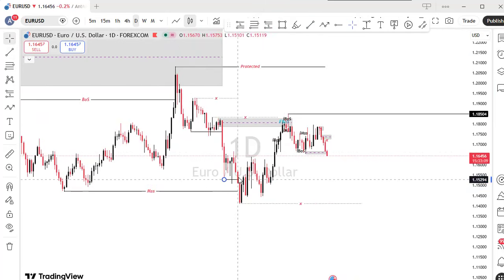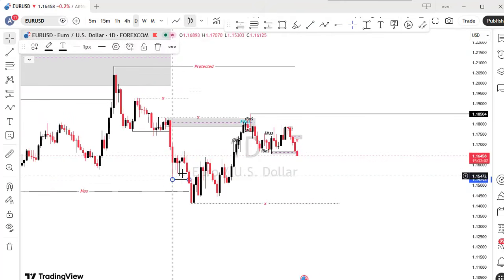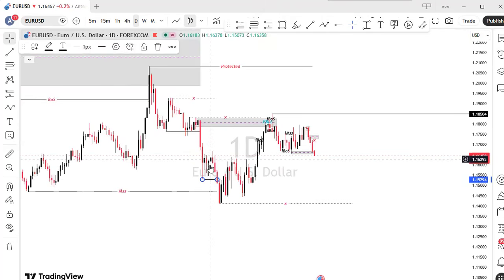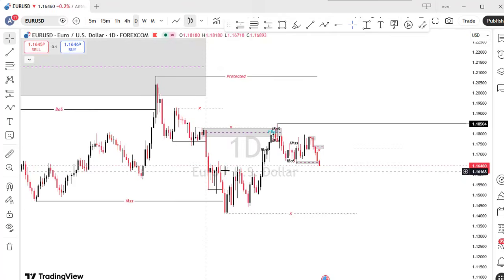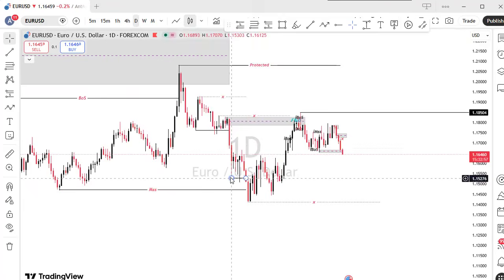So what do I mean by fractal? Any structure that does not satisfy having a valid pullback. So for me, it becomes a fractal structure. What do I mean by valid pullback? A valid pullback for me, I should see at least 3 consecutive candles closing above each other for me to identify that one as a valid pullback.